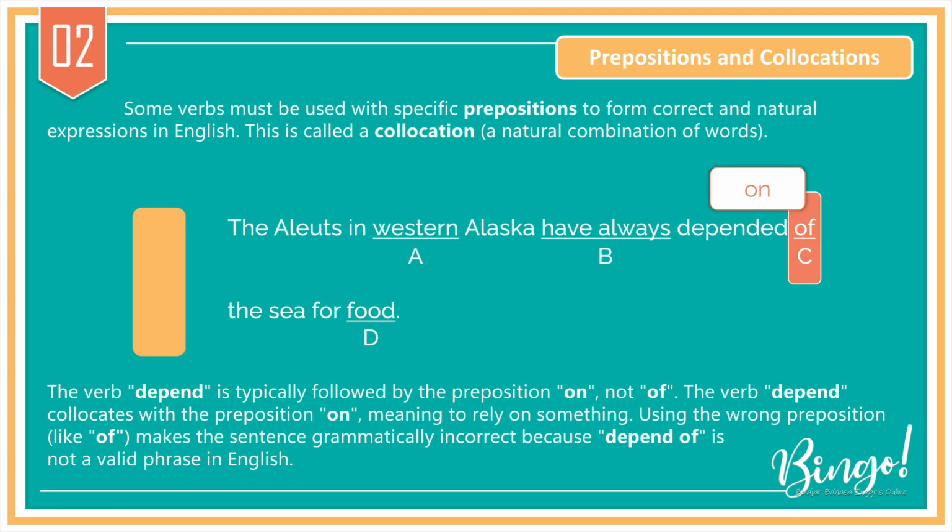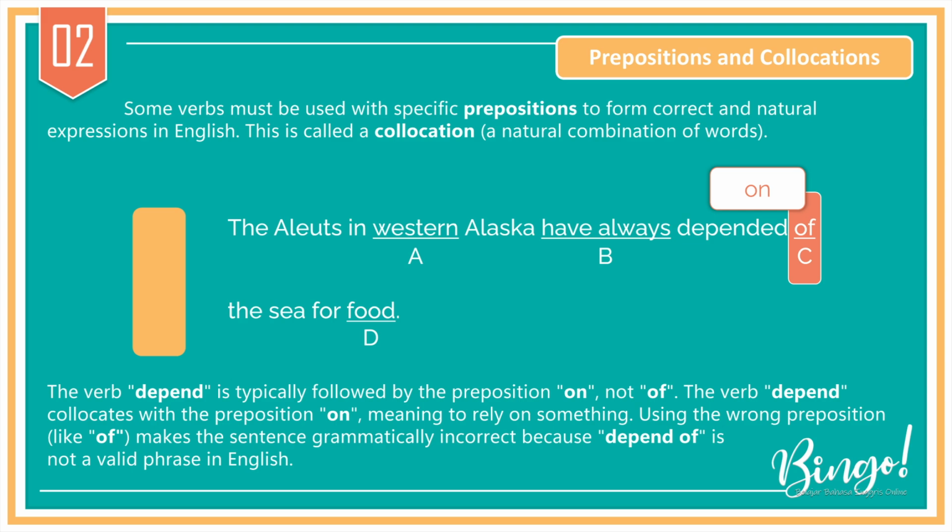Answer 2. Some verbs must be used with specific prepositions to form correct and natural expressions in English. This is called a collocation, a natural combination of words. The verb depend is typically followed by the preposition on, not of.